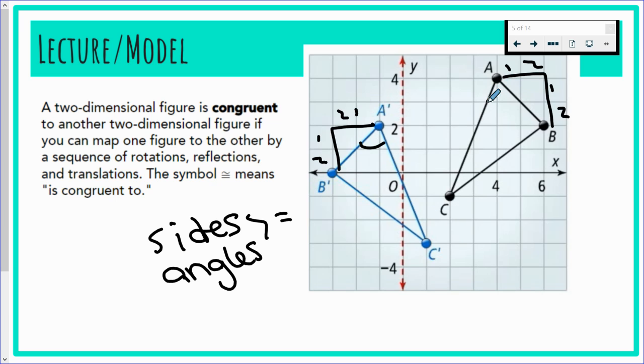Angle A and angle A prime are congruent. Angle B and angle B prime are congruent. Angle C and angle C prime would be congruent. So that is what it means to be congruent. They are equal. They're the same thing, just in a different spot, like we've been talking about.